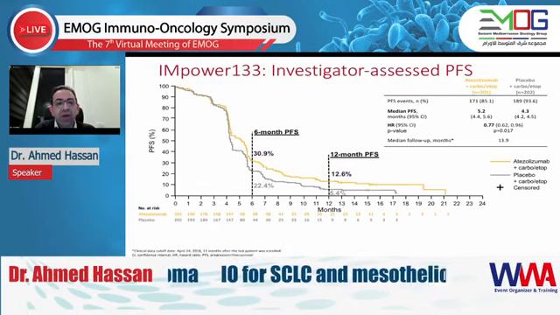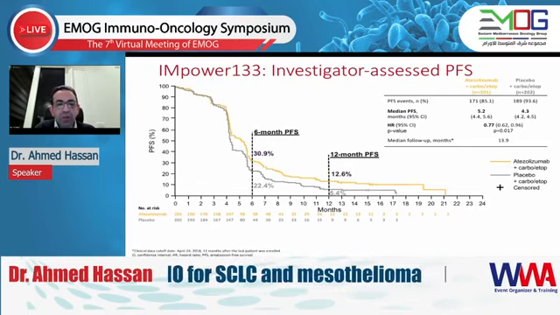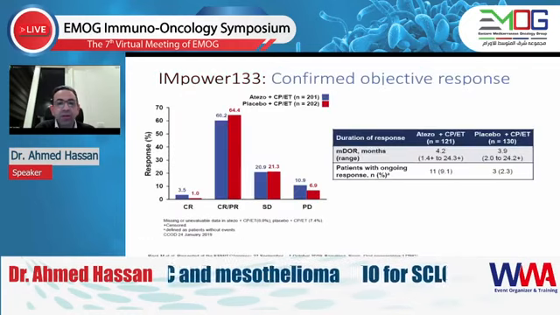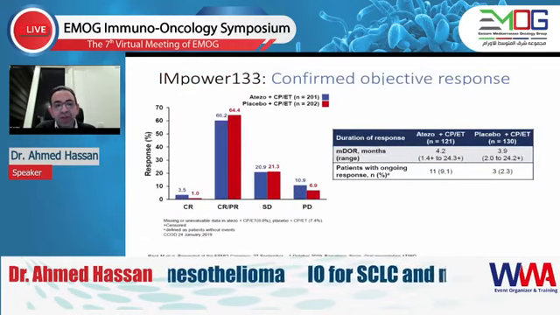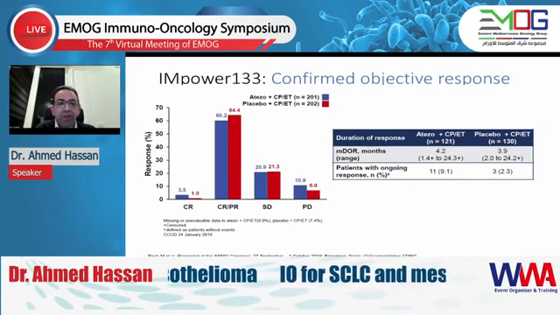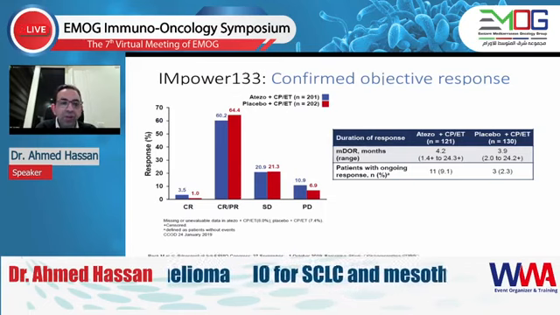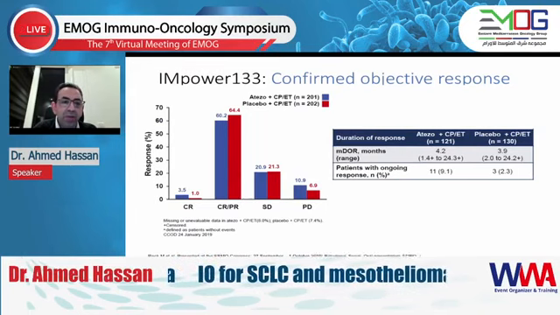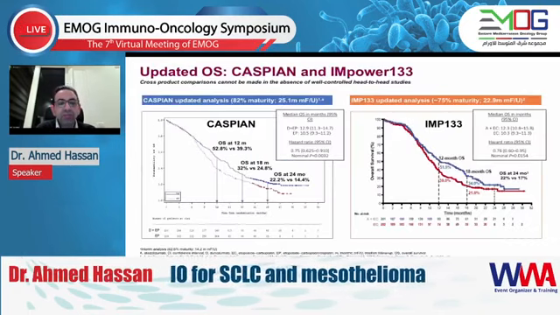Progression-free survival, again, similar results to the Caspian study: 22 versus 30% at 6 months, and 5.4 versus 12% at 1 year. The response rate this time is different from the Caspian study, so there wasn't much of a difference in terms of response rates between chemotherapy and atezolizumab.